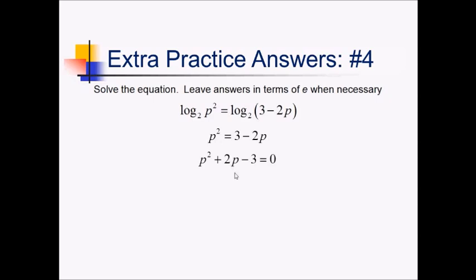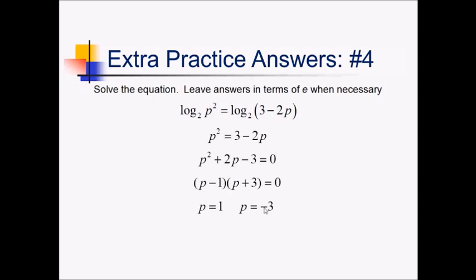And then two numbers that multiply to negative 3 and add up to 2. That's going to be positive 3 and negative 1. So that means p equals 1 or negative 3. Now, do these both work? Well, if I plug 1 in, I get a positive there, I get a positive over there. That's inside the log, so 1 works out just fine.